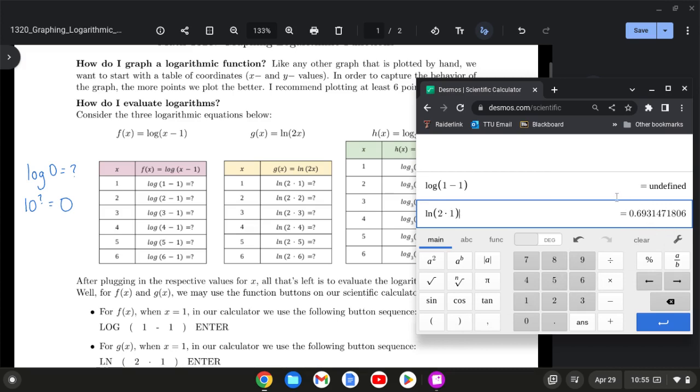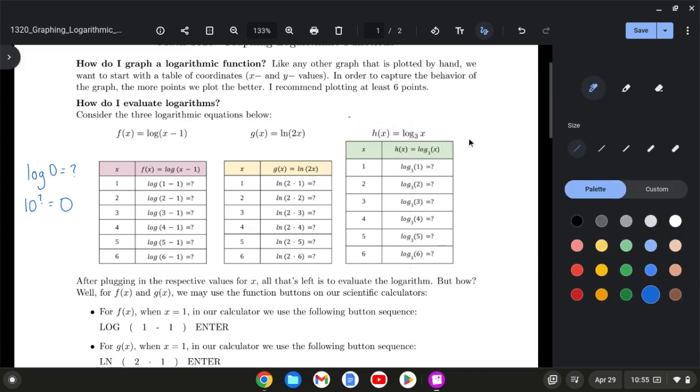0.69. And we can continue in the same way for f of x and g of x for all of our values of x. But what if we were trying to evaluate our h of x function, which is log base 3?